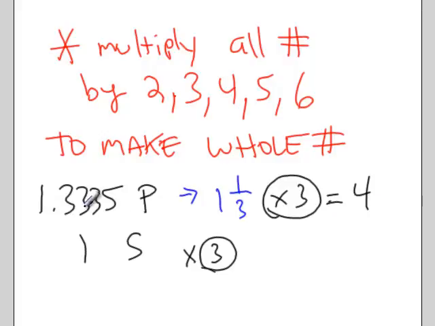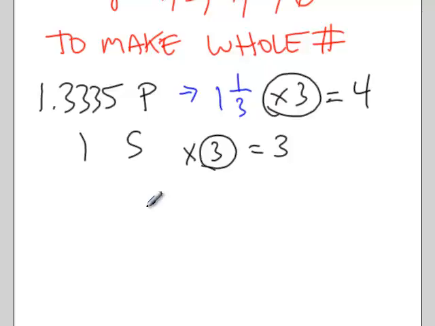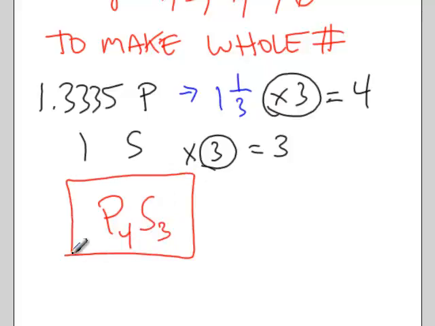So 1.3335 is not exactly 1 1/3, but when I multiply by 3, it's going to give me 3.99 something, so it's going to be close enough to call it 4. The sulfur was a 1, we multiply by 3, so obviously that's just a 3. So if I put that together, my chemical formula, my subscripts, I have a 4 on the phosphorus and a 3 on the sulfur.